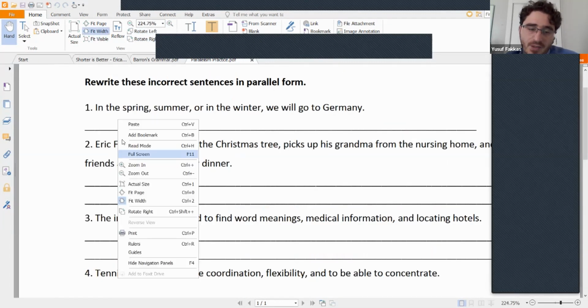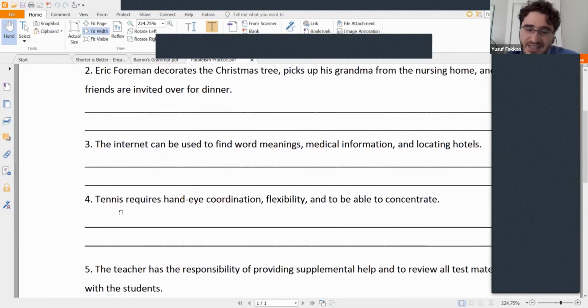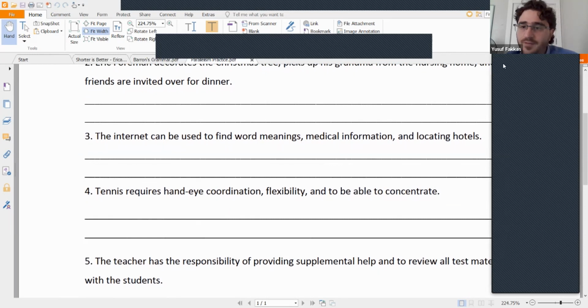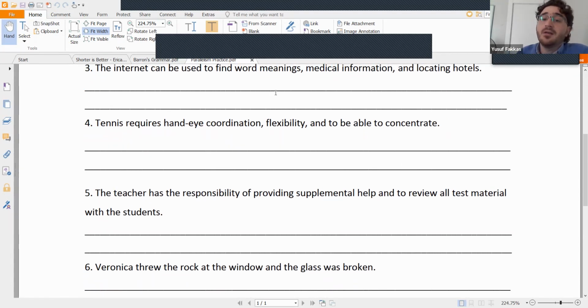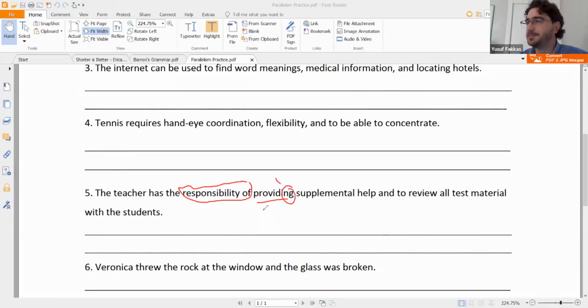So now, guys, if we focus on number 5, the teacher has the responsibility of, and it works, okay? You don't have to change it to for. Yes, usually we use for after responsibility, but not always. It depends on the structure that you have. But again, our problem is not here, okay? Because after we have responsibility of, the first verb we have has ing, providing, right? Providing supplemental help, and, but this one is not ing, it's infinitive, and that's not parallel. So what should we say?